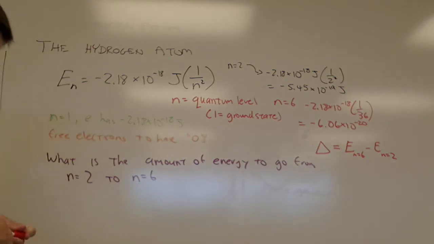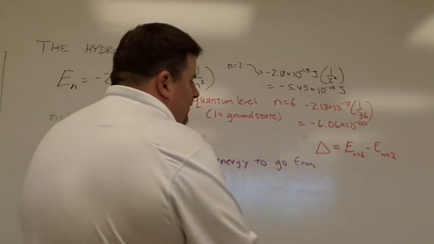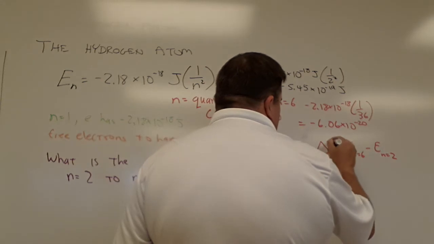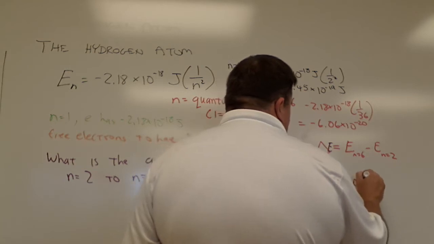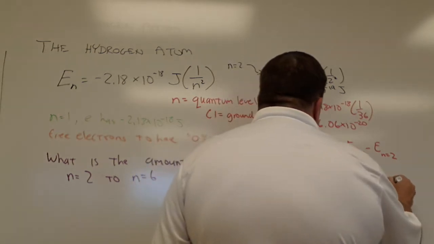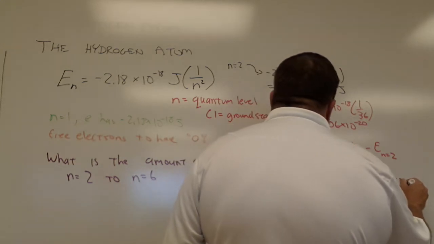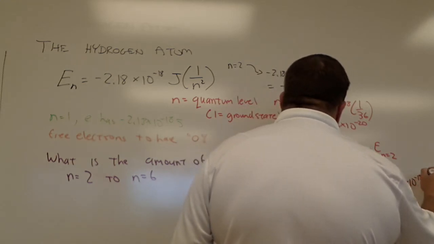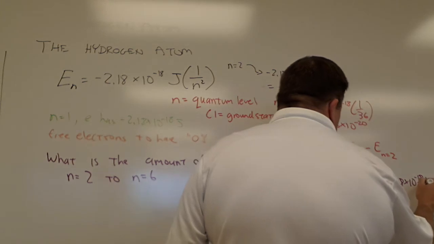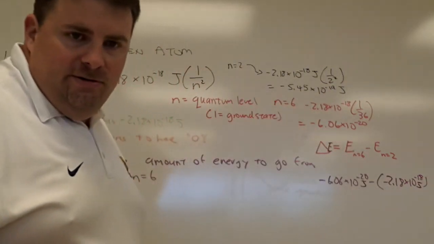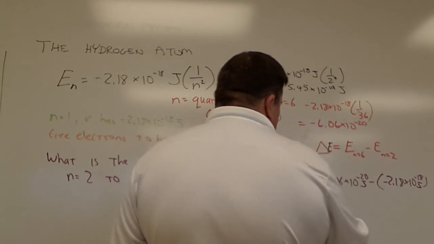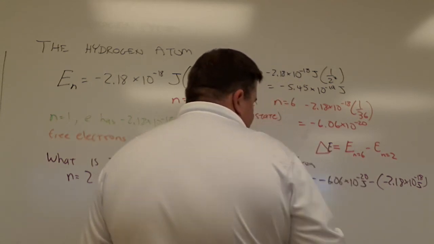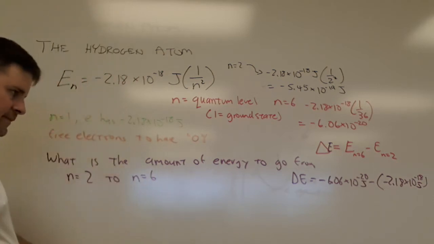Okay, so let's just do the math associated with this then. The change in energy here is going to be minus 6.06 times 10 to the minus 20 minus negative 2.18 times 10 to the minus 18. Both of these are joules. Can you see both those terms? I haven't gone off the screen yet. Good. And that's going to be equal to my change in energy for this particular photon.